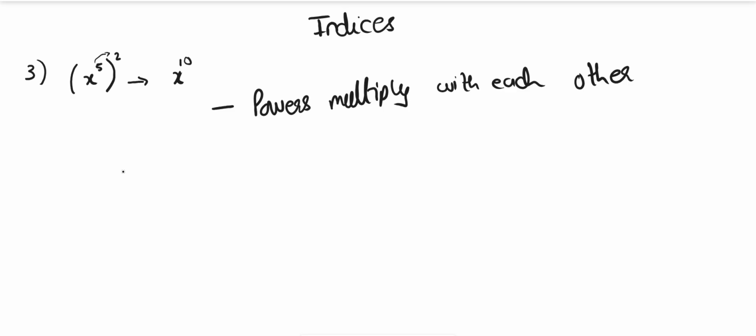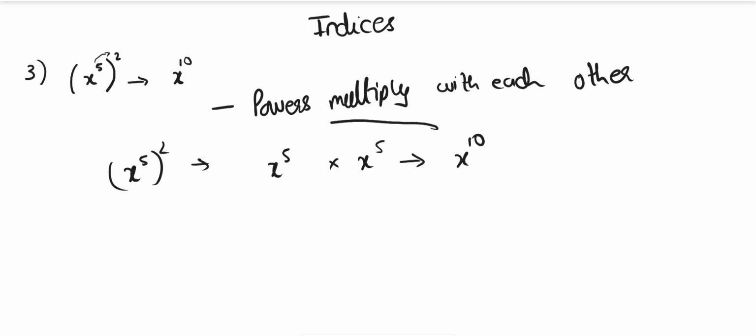So let's say realistically, x raised to the power of 5 whole squared can also be written as x raised to the power of 5 multiplied by x raised to the power of 5, right? So what was the first rule? Same basis, multiplication sign in between, powers add up. So are we getting that answer? We are, right?